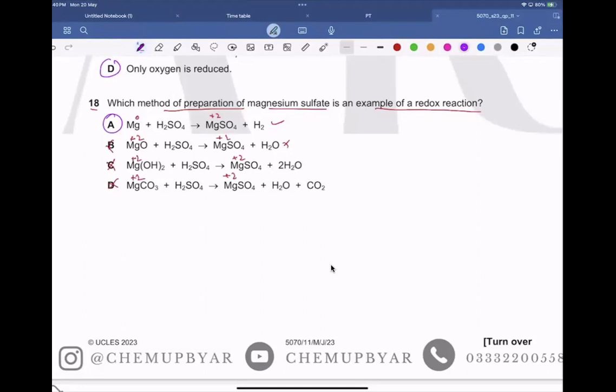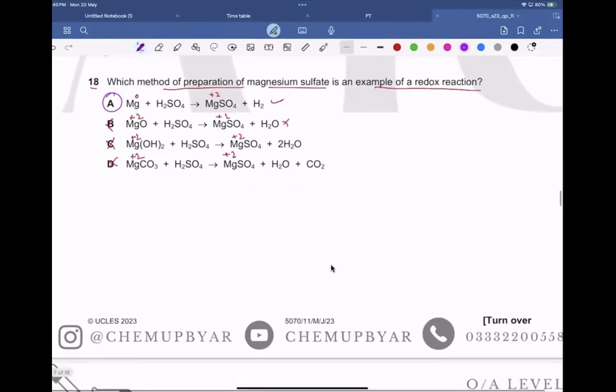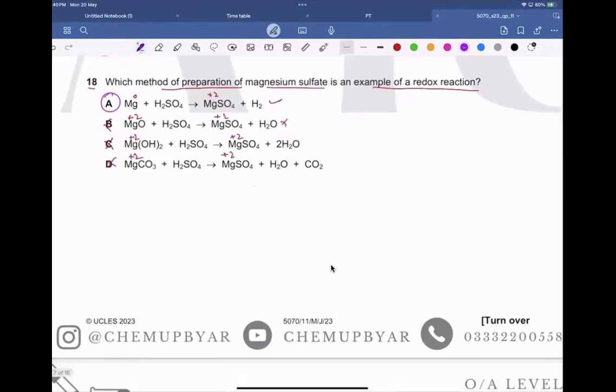Because magnesium is in element form where its oxidation number is 0, then it turns into a compound where it has some oxidation number. So obviously it's a redox reaction.